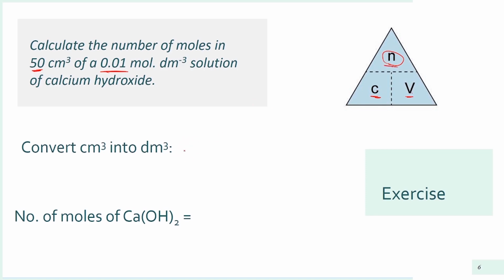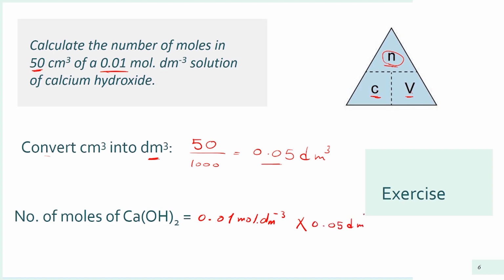But first, let's convert the volume of the solution into cubic decimeters. We divide 50 by 1000, equal to 0.05 cubic decimeters. Now, we can obtain the number of moles by multiplying the concentration 0.01 moles per cubic decimeter by the volume 0.05 cubic decimeters, equal to 0.50 × 10^-3 moles.